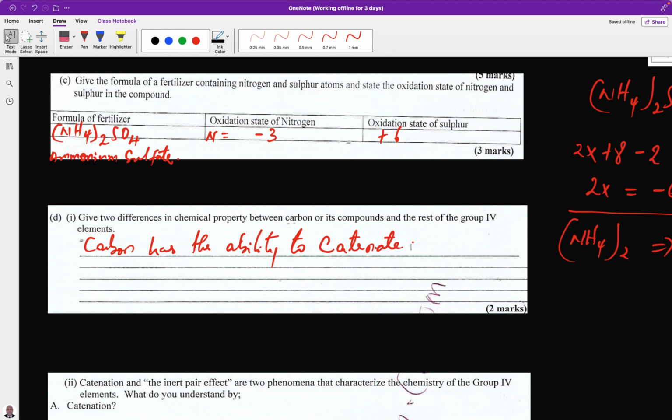Another one is that carbon has 4 valence electrons used for forming 4 different bonds. Or you can just say, this is difference 1, and difference 2: carbon can form single, double, and triple bonds.